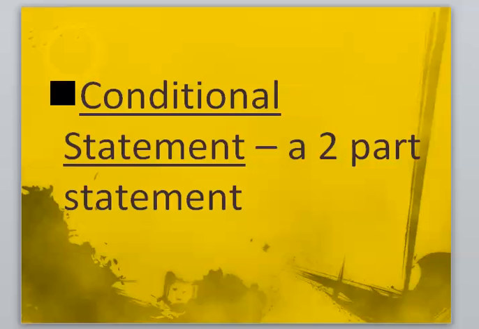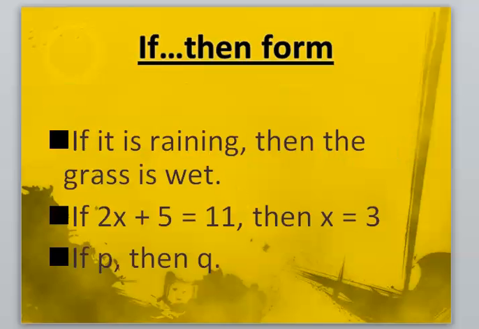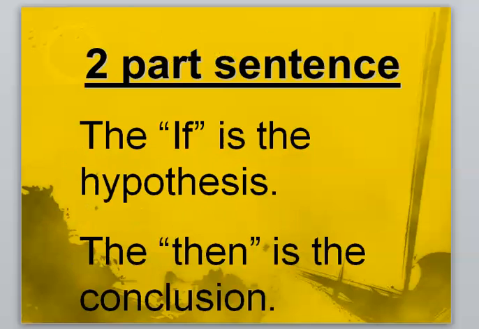A conditional statement is a 2-part statement, and as we write these, they're going to be in what's called if-then form. Things like, if it is raining, then the grass is wet. Or if 2x plus 5 equals 11, then x equals 3. Or things like if P, then Q. In this 2-part sentence, the if part is called the hypothesis. The then is the conclusion.